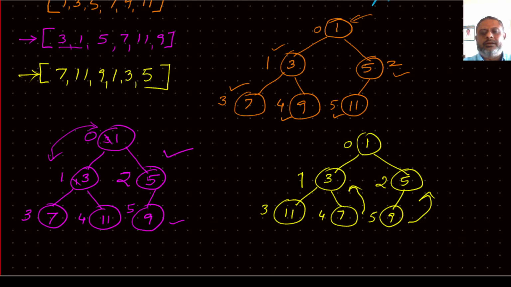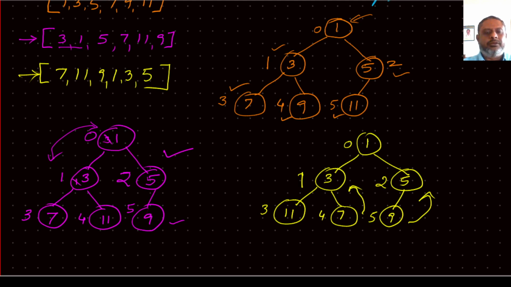And its children 3 and 5 are bigger than that, no issue. The children of 3 are 11 and 7, definitely no issue. Child of 5 is 9, so no issue. Now, if you look at the 3 heaps we have built, depending on the order in which the elements are inserted, the tree may look different as far as the values are concerned, but the structure is going to remain the same.